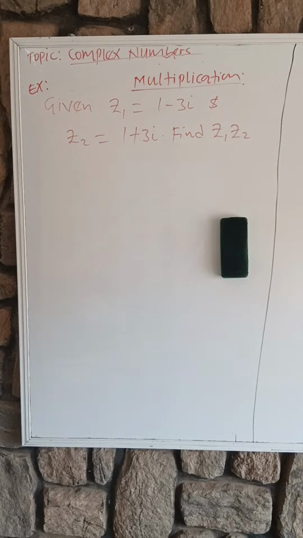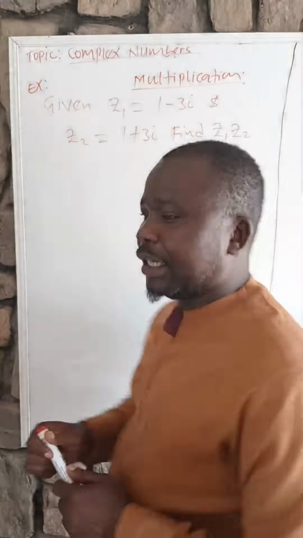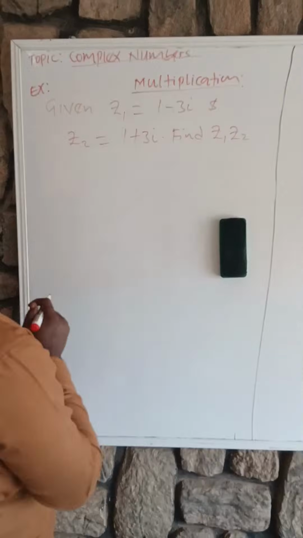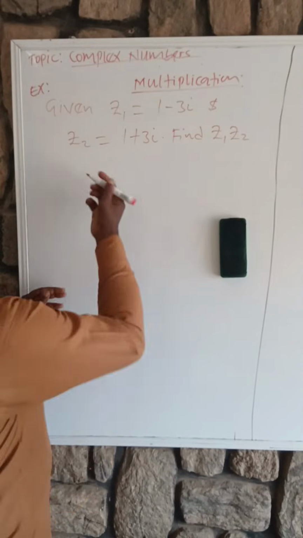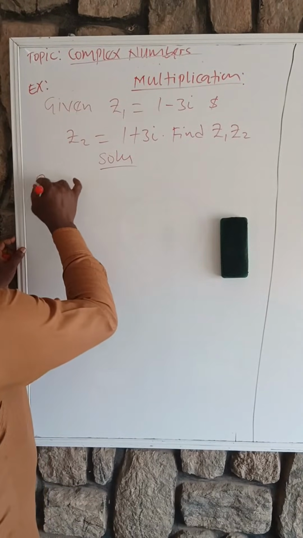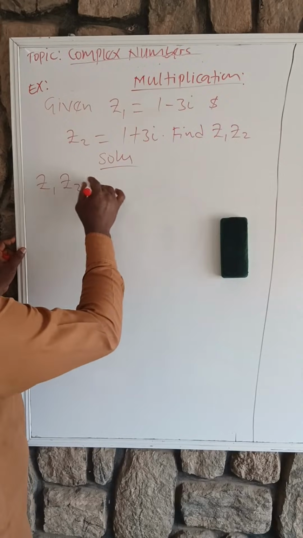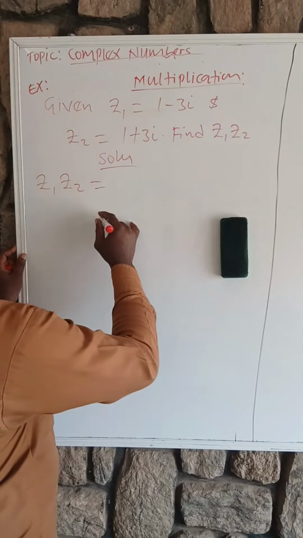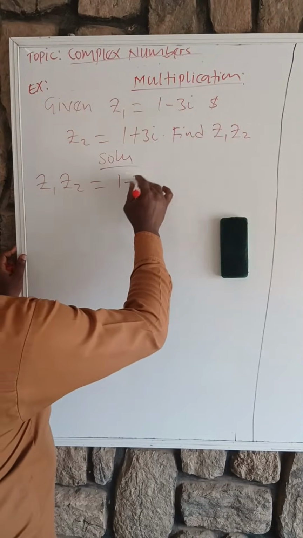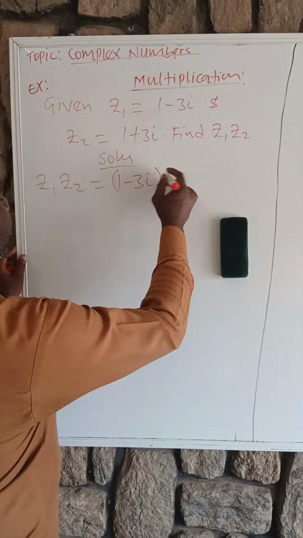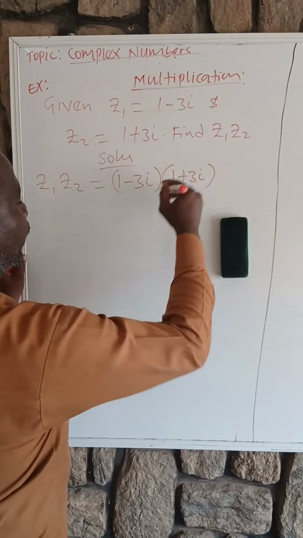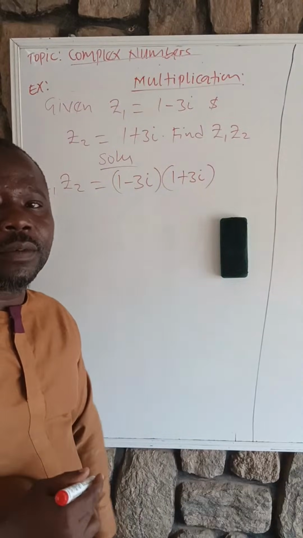Okay, so let's proceed to look at it together. They say find z1 times z2. It's simple as ABC. Solution. Our z1 times z2 is equal to, this is our z1, this is our z2, so 1 minus 3i, open bracket, close bracket, times 1 plus 3i. Are you following?